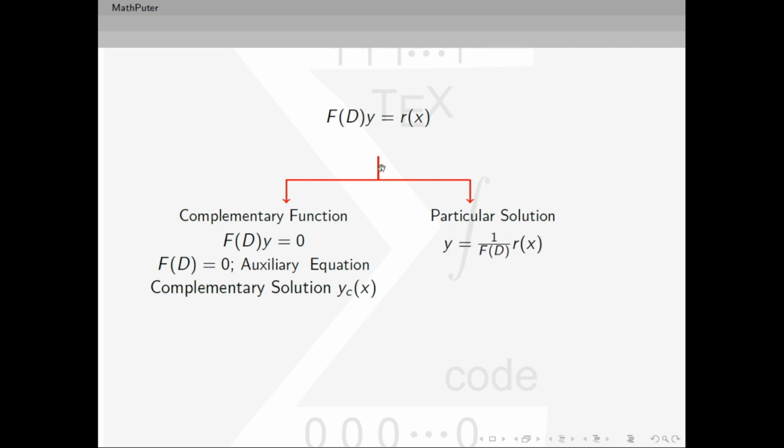So to find the particular solution, we make y the subject, so y is equal to 1 upon f of D into Rx. Our today's goal is how do we find the complementary solution, and then the general solution is yc(x) plus yp(x), that is the sum of these two solutions. This becomes the solution of the given differential equation. So let us discuss the complementary solution. How do we find the complementary solution?